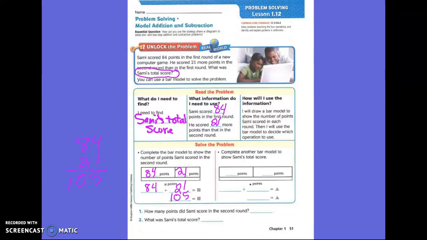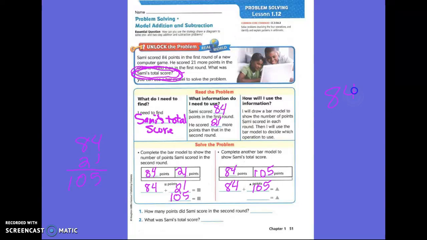So now we want to know how much he scored total in the first and the second round. If we want to do that, what operation would we use? Everyone? Subtraction. No. I just said we are trying to find his total. What does total mean? Addition. We want to find how much he did in the first and the second round. So in the first round, he scored 84 points. We now know in the second round he scored 105. So we are now adding 84 and 105.